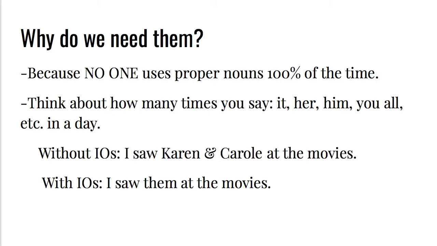An example of a sentence without object pronouns: I saw Karen and Carol at the movies. And with a pronoun: I saw them. If you think about a conversation you're going to have about a certain person, you're not always going to say that person's name. You probably wouldn't say, I saw Karen and Carol at the movies last night. Karen and Carol were sitting up front. Karen and Carol had popcorn. Karen and Carol laughed out loud. You probably wouldn't say Karen and Carol every single time you referred to them.